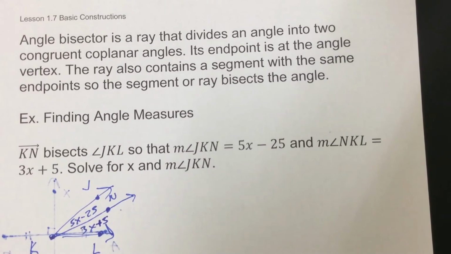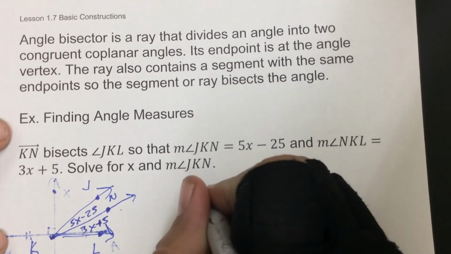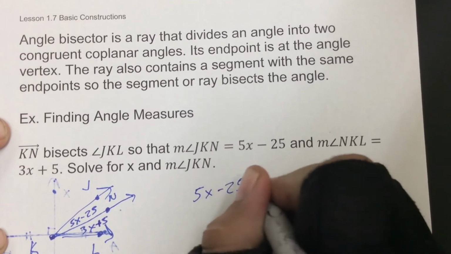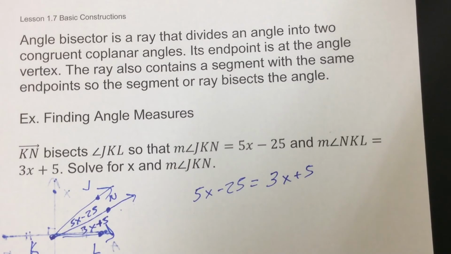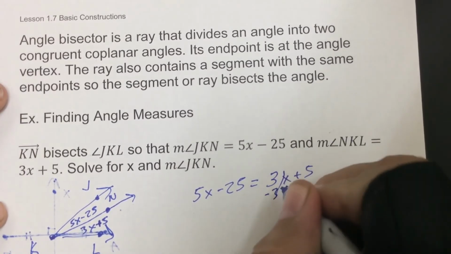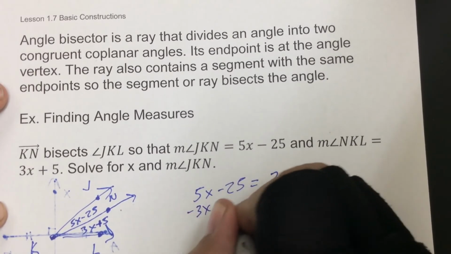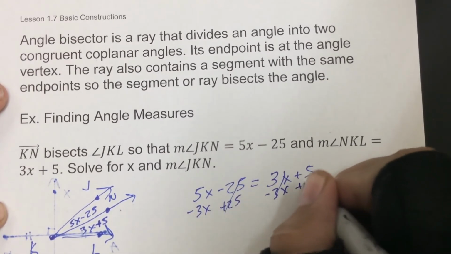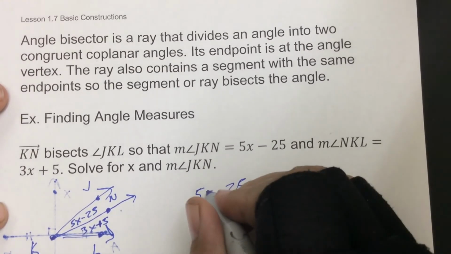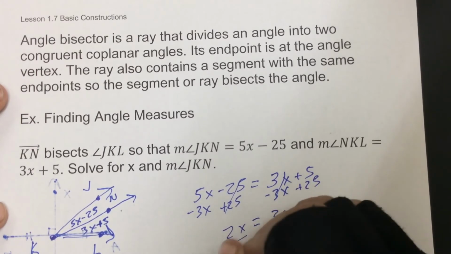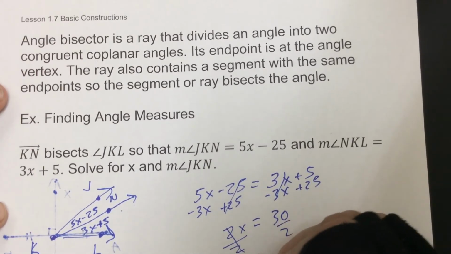So if we know it's an angle bisector, we know we're splitting into two equal angles. So if the angles are equal, we can set their measures equal to each other. So we're going to have 5x minus 25 equal to 3x plus 5. Now we solve it just like an algebra problem. Get your x's on one side, numbers on the other. So we'd subtract the 3x to the other side, and add the 25 over to the other side. So 5 and 25 make 30, and 5x minus 3x is 2x. So when you divide by 2, x is then going to equal 15.